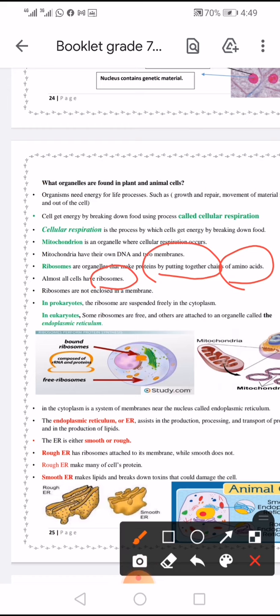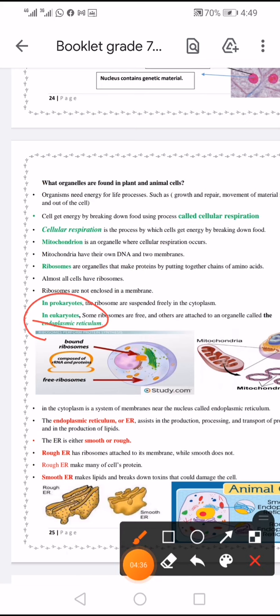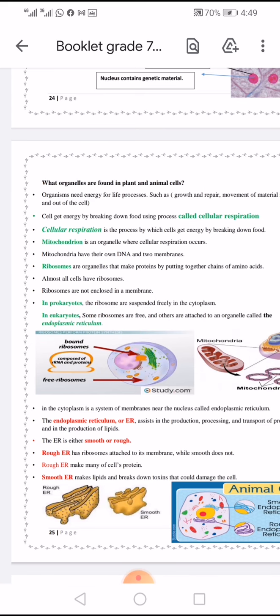Ribosomes are not enclosed in a membrane. In prokaryotes, like bacteria, the ribosomes are suspended freely in the cytoplasm. In a bacteria cell, there are ribosomes, suspended freely in the cytoplasm. While in eukaryotes, like plant and animal cells or human cells, some ribosomes are found free, and others are attached to an organelle called the endoplasmic reticulum.